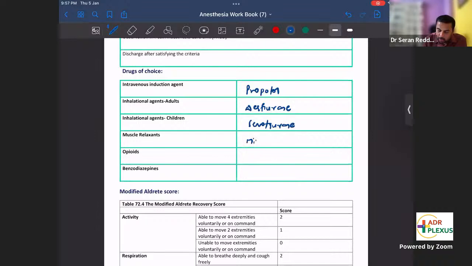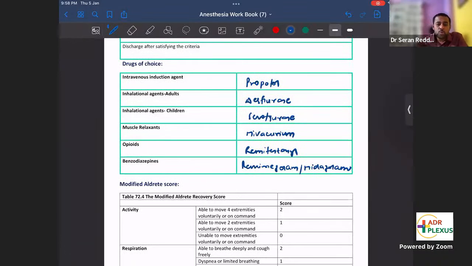Muscle relaxant, mivacurium. Opioid, remifentanil. Benzodiazepines, you can use remimazolam or midazolam. This is the drug of choice. IV induction agent of choice, propofol. Inhalation agent in adults is desflurane. In children, sevoflurane. Muscle relaxants, mivacurium. Opioids, remifentanil. Benzodiazepines, remimazolam or midazolam.